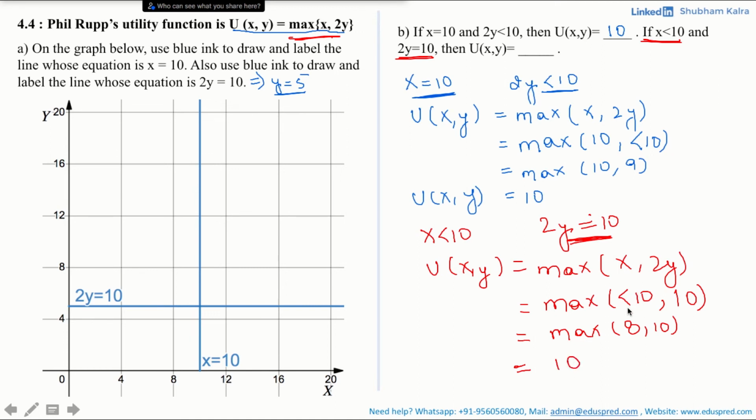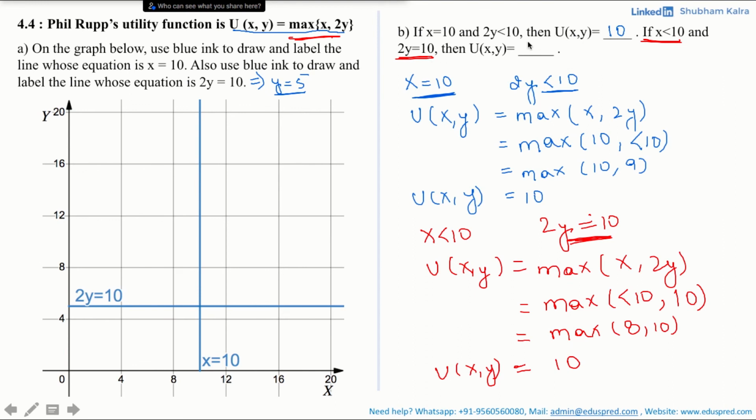Again, you could have chosen a number very close to 10. That would be 9.8765, and compared with 10, again 10 is higher between the two, hence your function would take the maximum of the two, which is 10. Thus your utility will take the value of 10. Thus u of x comma y is equal to 10. Hence when x is less than 10 and 2y is equal to 10, the utility function would take the value of 10.